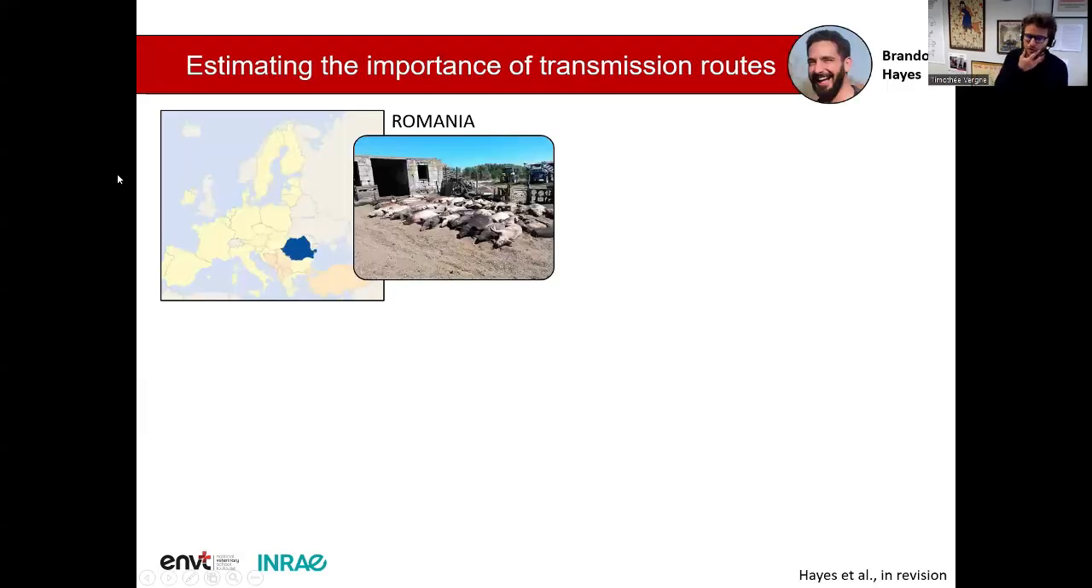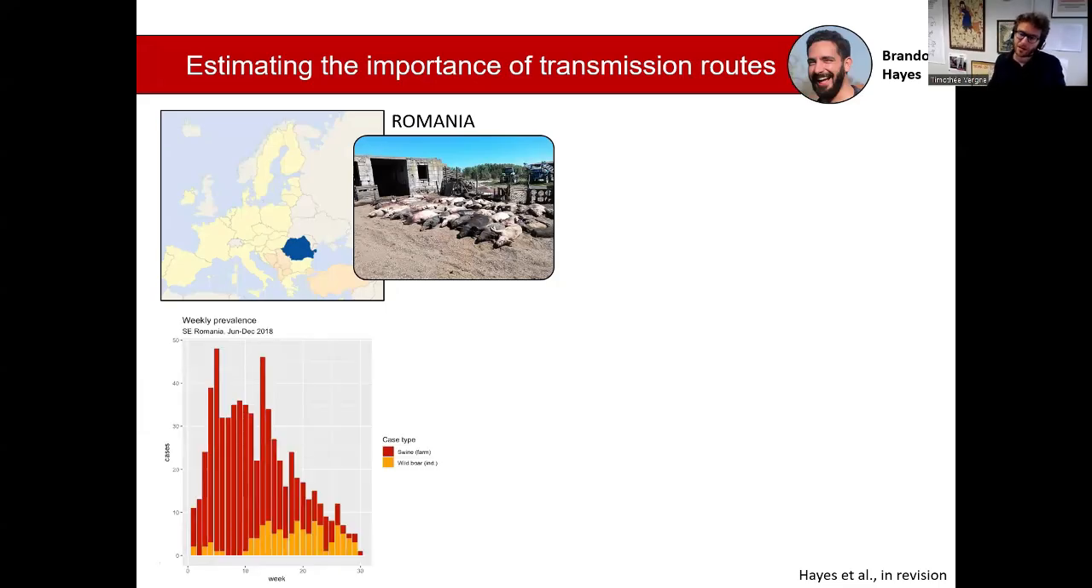So the first application is work that was done during Brandon Hayes' PhD. We wanted to understand the importance of transmission routes for ASF in Romania. And most importantly, we wanted to understand what was the role of the wild boar versus the domestic pigs in the spread and maintenance of the virus in Romania.